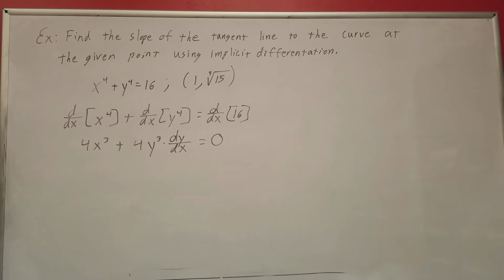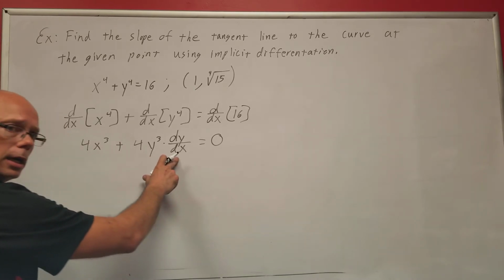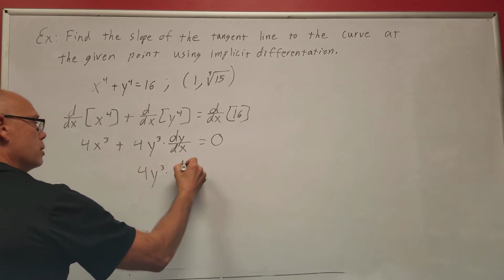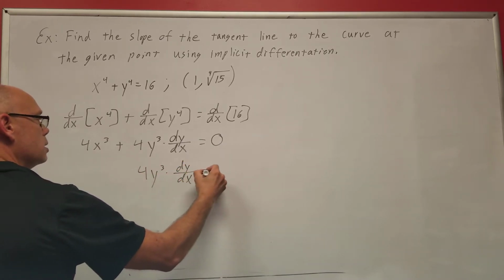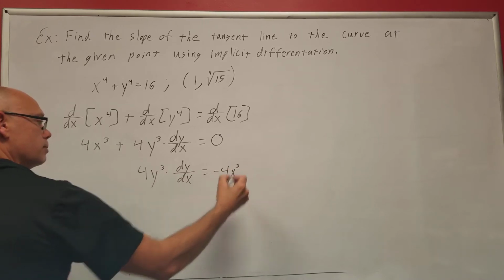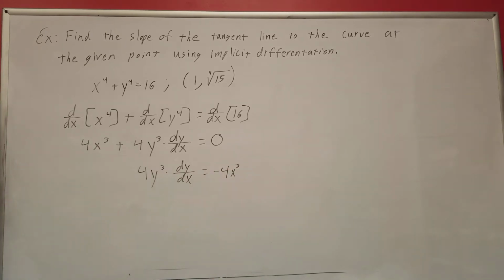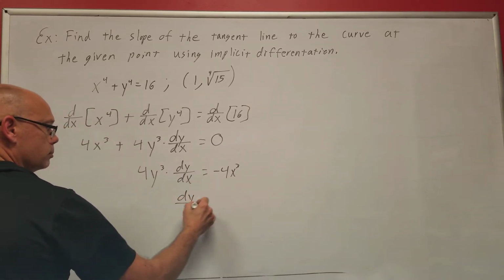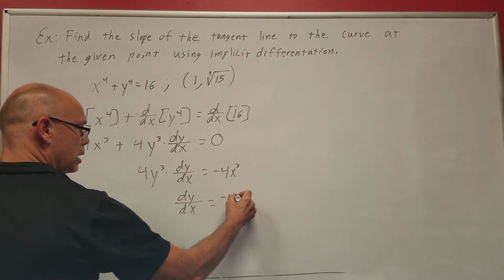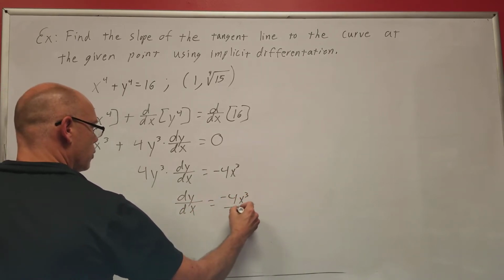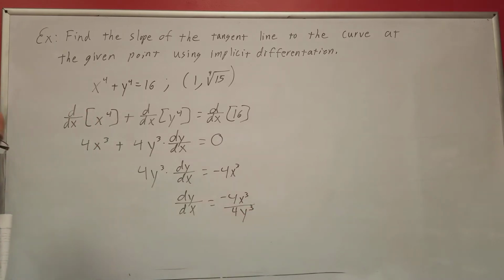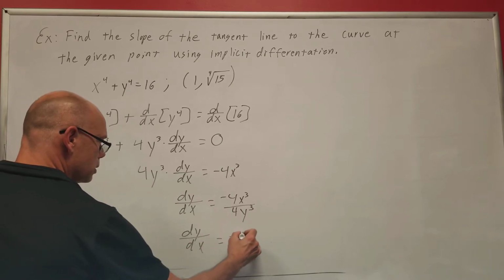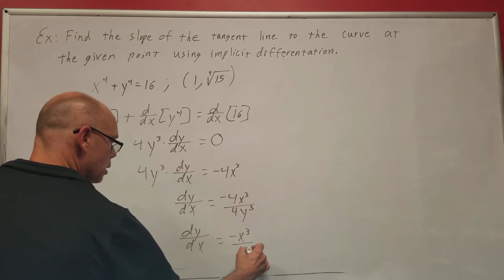So let's solve for dy over dx. So we have 4y cubed times dy over dx is equal to negative 4x cubed. Now if we divide both sides by 4y cubed, we get dy over dx is equal to negative 4x cubed over 4y cubed. Or what can we say? dy over dx is equal to negative x cubed over y cubed, right?